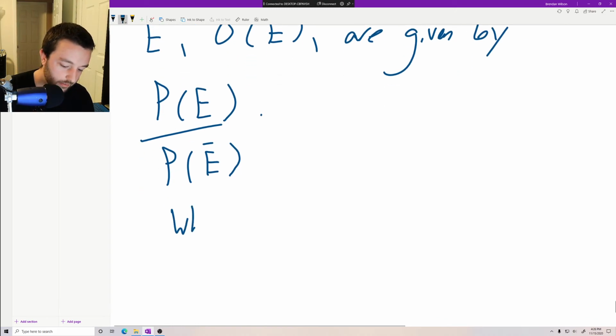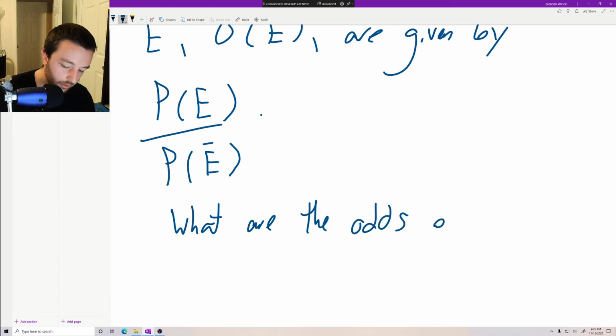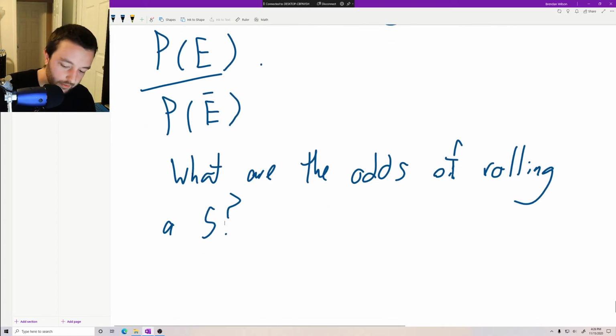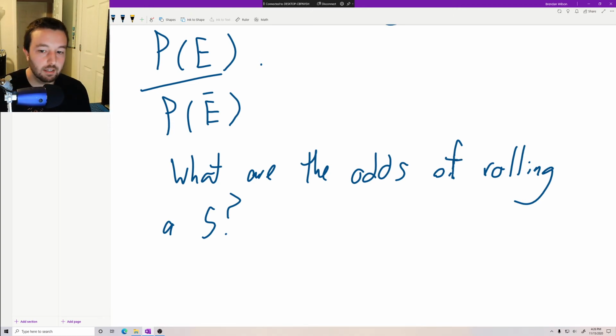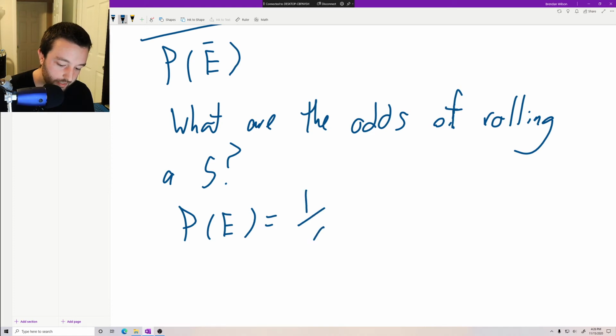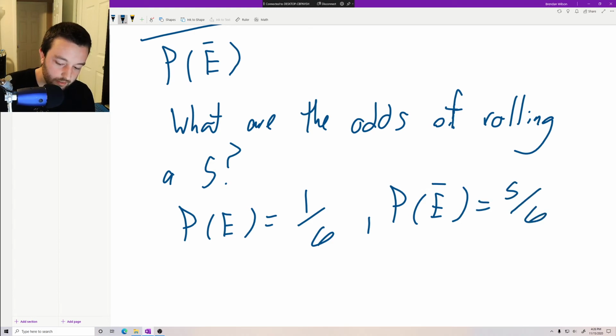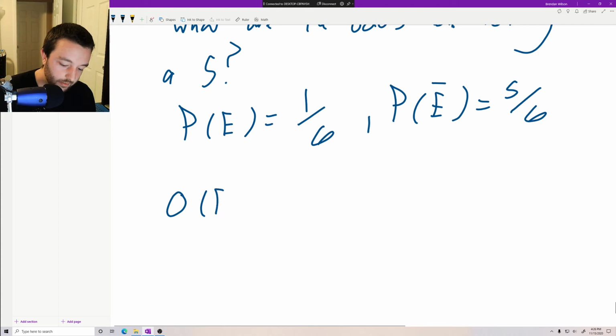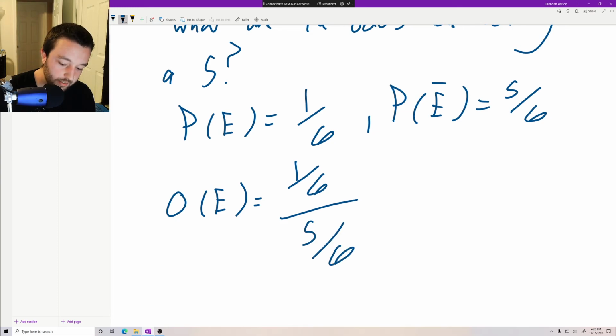So what are the odds of rolling a 5, for example? If we were going to bet on the outcome of the dice roll, what would the odds be? Well, the probability of rolling a 5, which we'll call E, is 1 over 6. And thus the probability of E complement is 5 over 6. So our odds is 1 over 6 divided by 5 over 6.